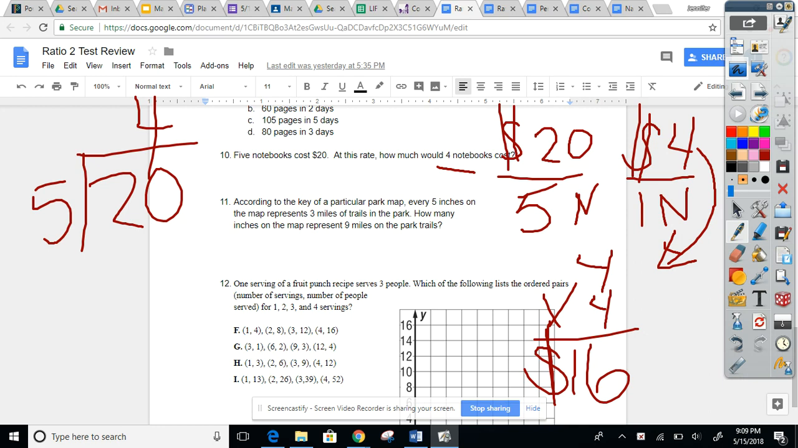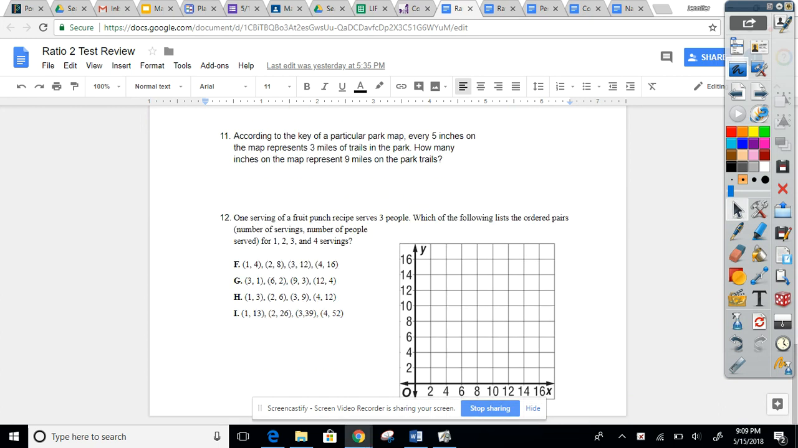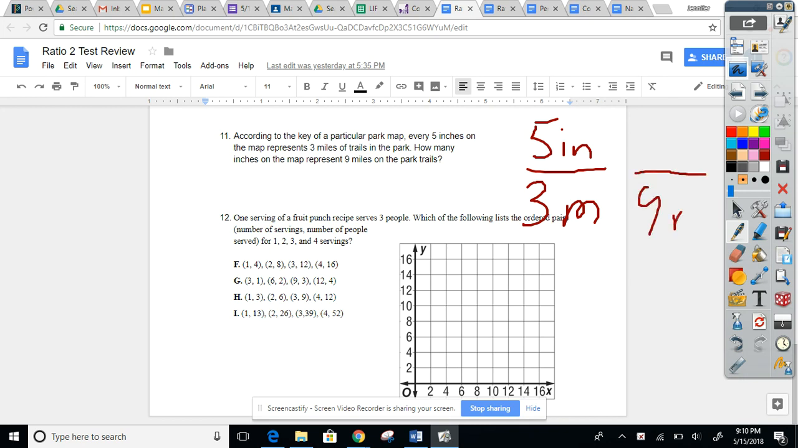Okay. Now the last one I want to go over with you is number 11. It says according to the key on a particular park map. So pretend you're going hiking or something. You have a map. It says 5 inches on the map represents 3 miles. So the ratio is 5 inches to 3 miles. Now, if you know that you want to go 9 miles, how many inches would that take up?